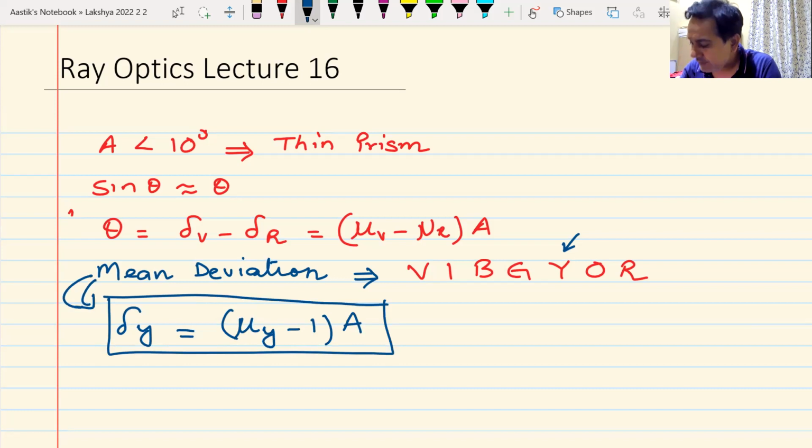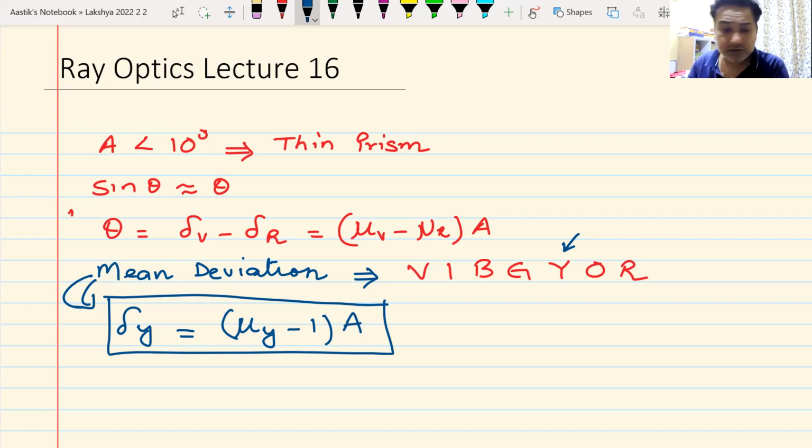Do we understand this? The deviation of the yellow light is known as mean deviation. Can you note it down, please? The deviation of the yellow light is known as the mean deviation.